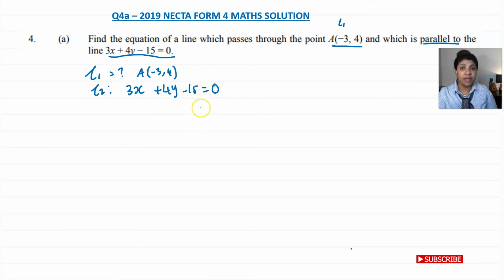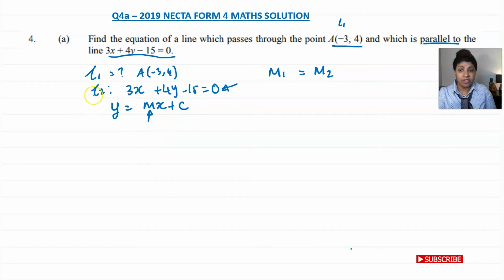Now, if two lines are parallel, what does that mean? It means we are given the information about gradients. When two lines are parallel, their gradients are equal. So that means we have M1 = M2. Now we have the equation of a line for line 2. This means we can get the gradient for this line by rearranging. We want to rearrange it in this form, which is the general form for the equation of a straight line, where M is the gradient.